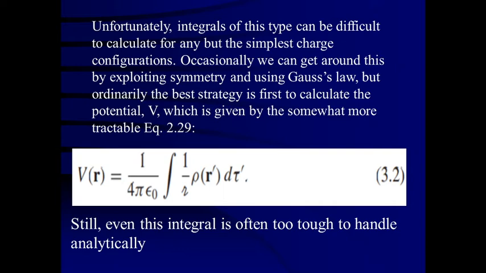So what is the equation of the potential? V of r is equal to 1 upon 4 pi epsilon 0, the volume integration of 1 upon r rho r dash d tau dash. Still, even this integral is often too tough to handle analytically. You may ask the question, why is it going to be difficult?